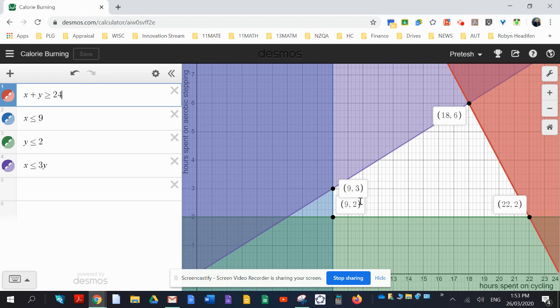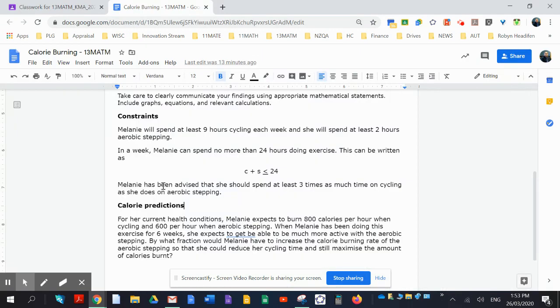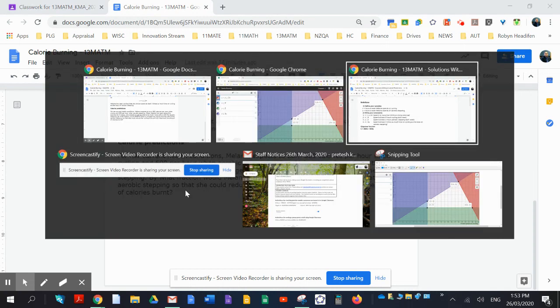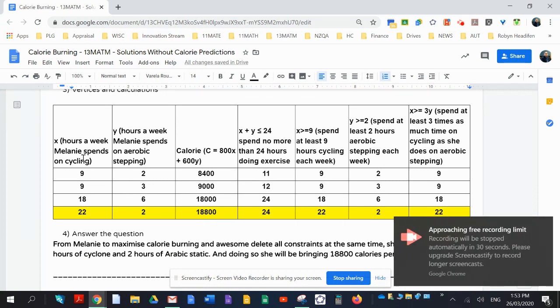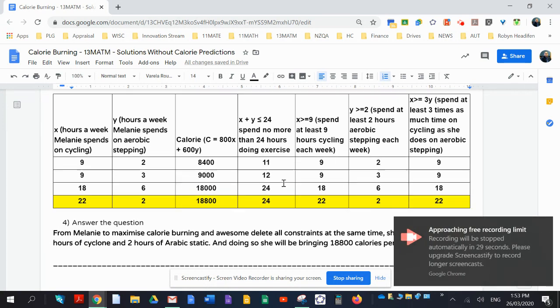But we're looking for the most optimum solution here. So instead of looking at each and every one of them, we just look at the vertices of the polygon which is formed. One of the vertices will give us the best, the maximum or the minimum solution. In this case of Melanie's task of calorie burning, we're looking for a maximization of calories. So I've taken my numbers and put them in a spreadsheet and come up with that. You don't need to do a spreadsheet. You can just do it by hand with your calculator, and I've come up with that.